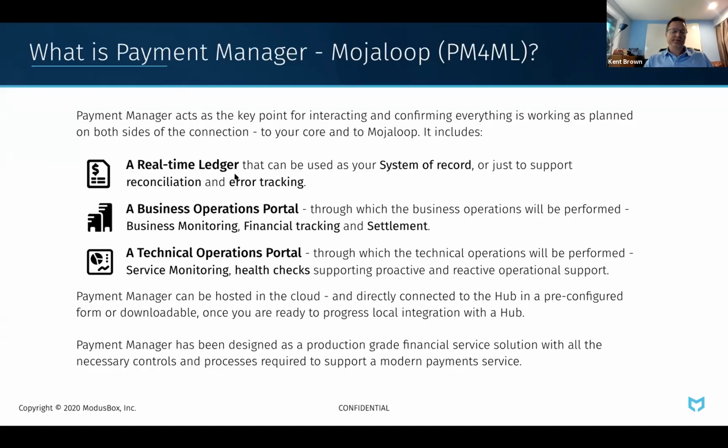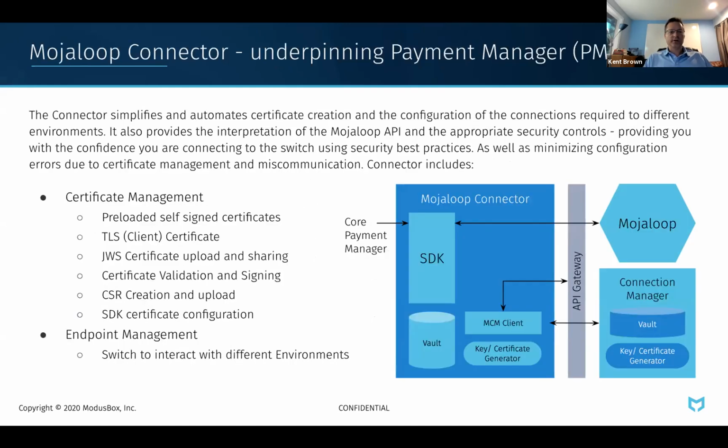So there is a piece, what we call a real-time ledger, that could be useful in some situations. It's not used in every case, but it's where if your core isn't able to respond in time, we can keep another system of record to respond yes and to get eventual consistency with the core. We have a business operations portal and a technical operations portal, and I'll just show that in a second here.